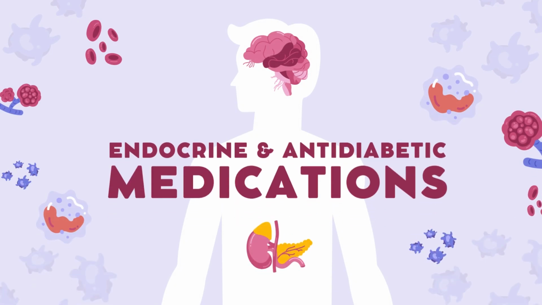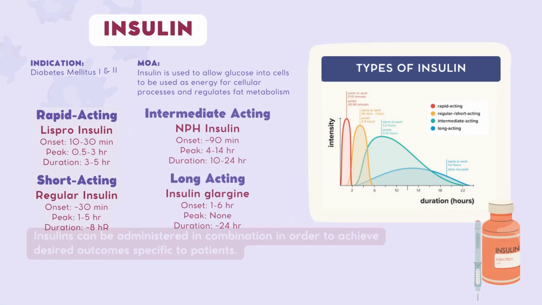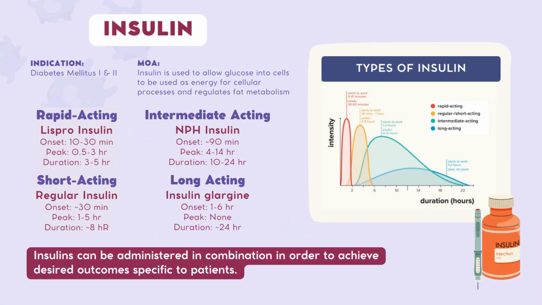Today we're going to be talking about anti-diabetic medications. So there are different types of drugs you can use for diabetes. One of them is insulin, then you have oral anti-diabetics, non-insulin injectable anti-diabetics, hyperglycemic agents, and thyroid drugs. So let's talk about insulin first.